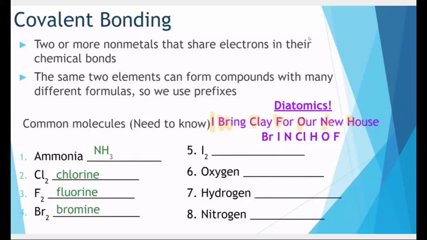Similarly, F2 is just fluorine. Br2 is bromine. I2 is just iodine. That's the way these atoms exist in nature, just naturally on their own. They're going to exist in these pairs.